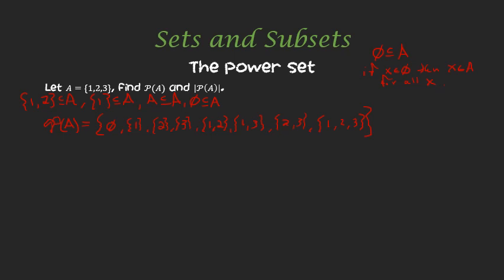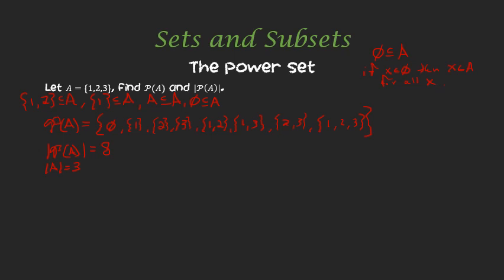And so now we can count all the elements here to find the cardinality of the power set. There's 1, 2, 3, 4, 5, 6, 7, 8 elements in the power set. And so the cardinality of the power set is 8. Notice here that the cardinality of A was 3. And did it really matter what the elements of A were? Or is this going to be true for every set A with cardinality 3?